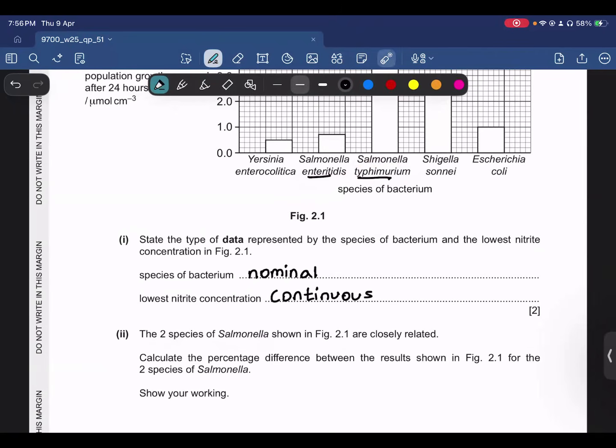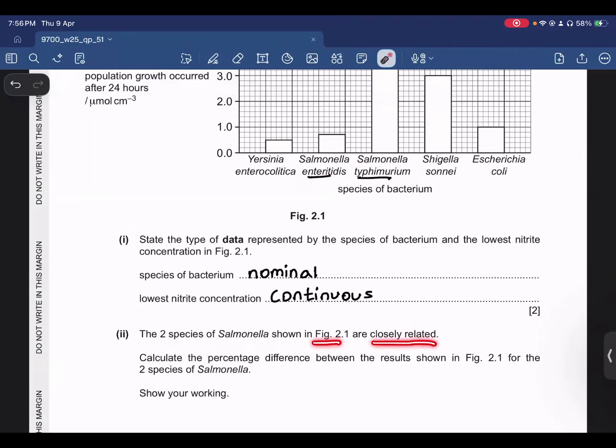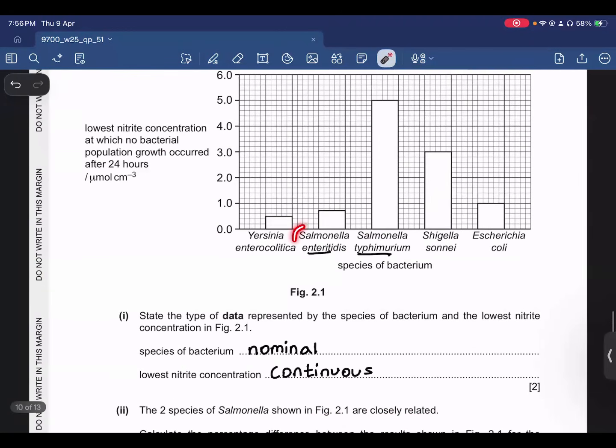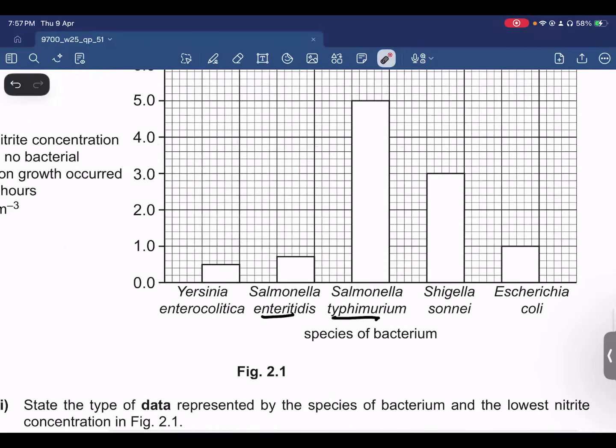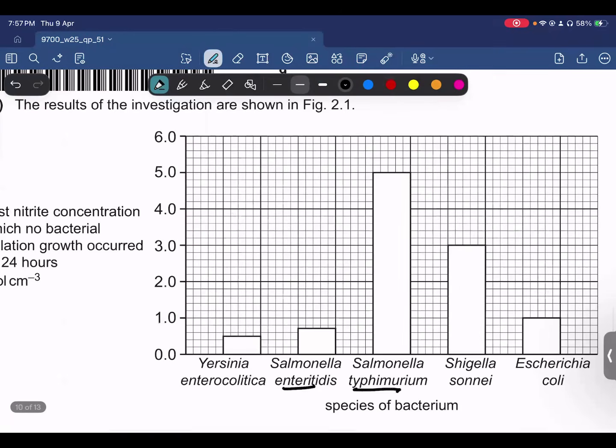The two species of salmonella shown in figure 2.1 are closely related, obviously, because their genus is the same, only the species is different. Calculate the percentage difference between the results shown in figure 2.1 for these two species of salmonella. How do you calculate percentage difference? It's a basic maths question, we're not using any biology here.